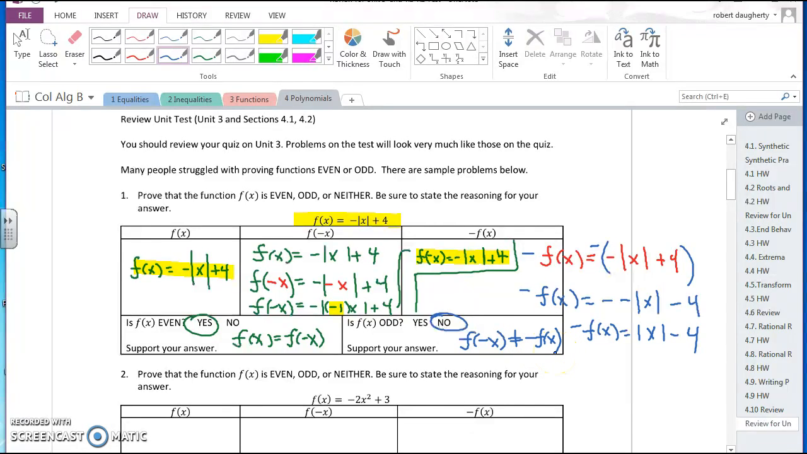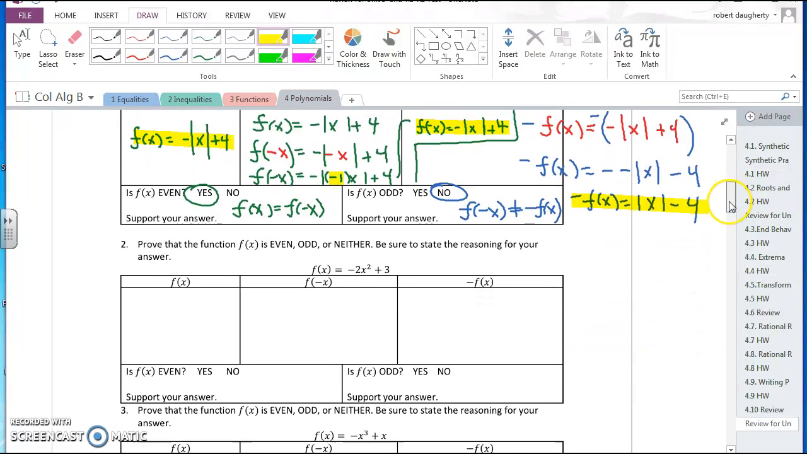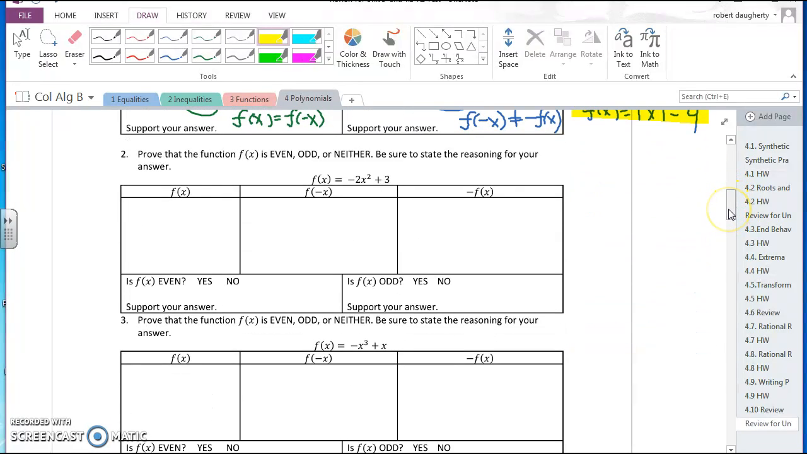The reason I know it's not odd is f of negative x does not equal negative f of x. So I was looking at these two comparisons. Negative f of x is absolute value of x minus 4. F of negative x is negative absolute value of x plus 4. They are not equal. It is not an odd function. That is the reason. A couple more examples. Prove even, odd, or neither.